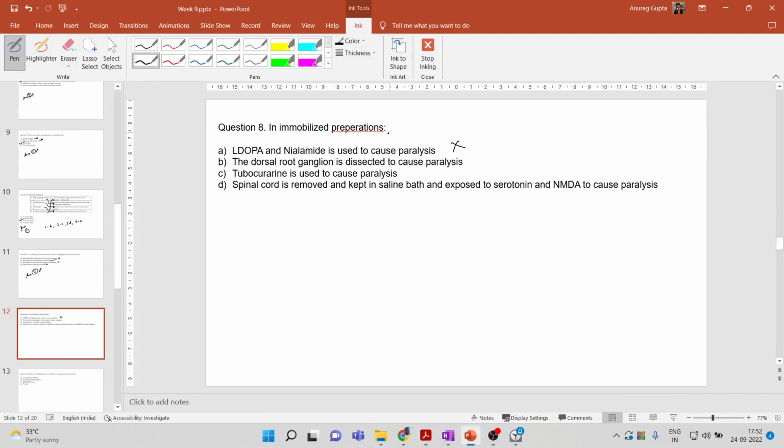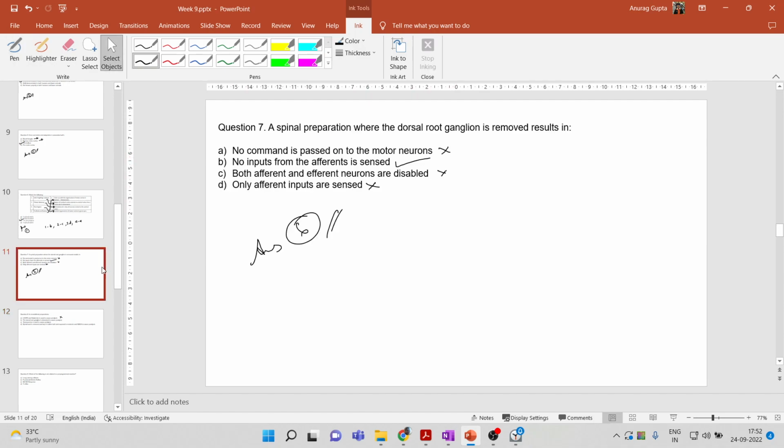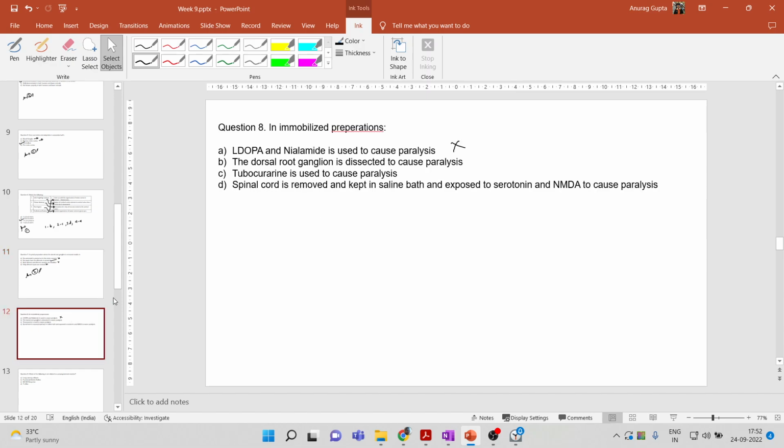So, the dorsal root ganglion is dissected to cause paralysis. No, that is not true. That is something that is there in another type of preparation, not this. So this is wrong. We have seen tubocurarine is used to cause paralysis. This is correct. So the answer is C.